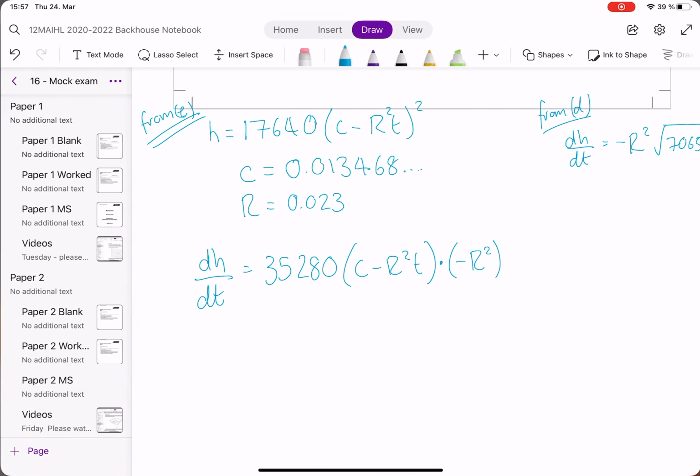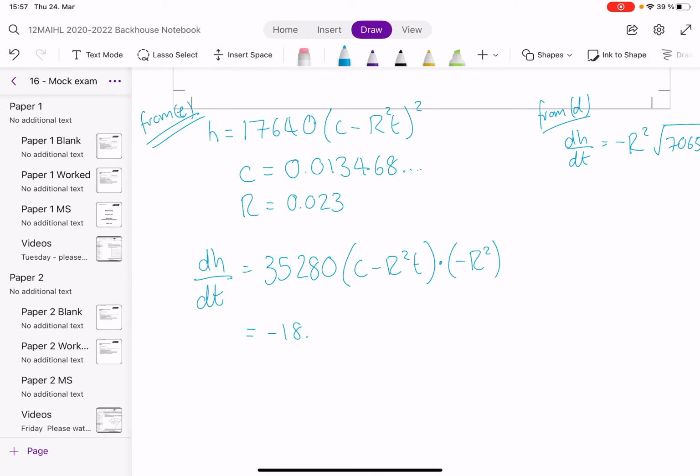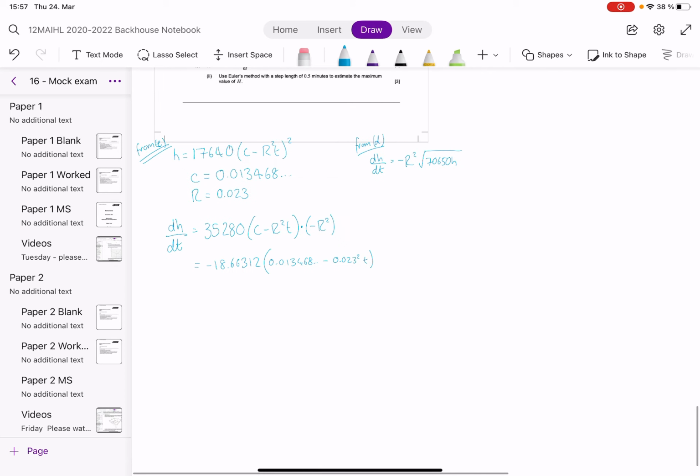Negative 18.66312. And then I'm going to put in C minus R squared T. Okay, so that is the rate that the water is leaving the top container and the rate that it's entering the bottom container. It will be positive when it is entering the bottom container. So d big H by dt now, this is the lower container, is going to be the positive version of that.